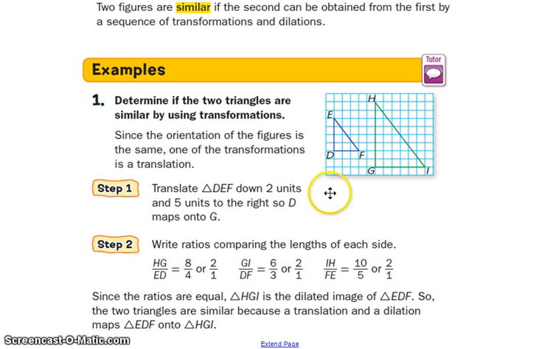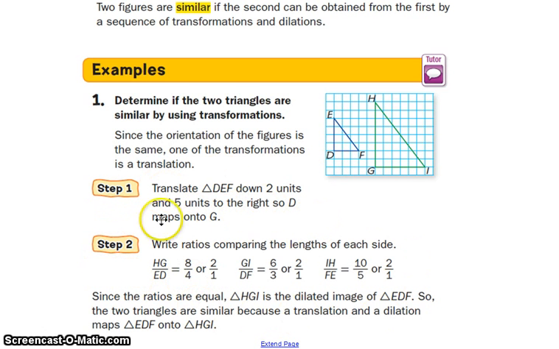Well, what we can do is let's do a translation first. Let's translate triangle EDF and put it on top of HGI. Now, obviously they're different sizes, but let's pretend, let's move triangle DEF, let's move D right onto point G. Now, what we did there is we did a translation. We translated it 2 down and 5 over, so that D and G are in the same spot.